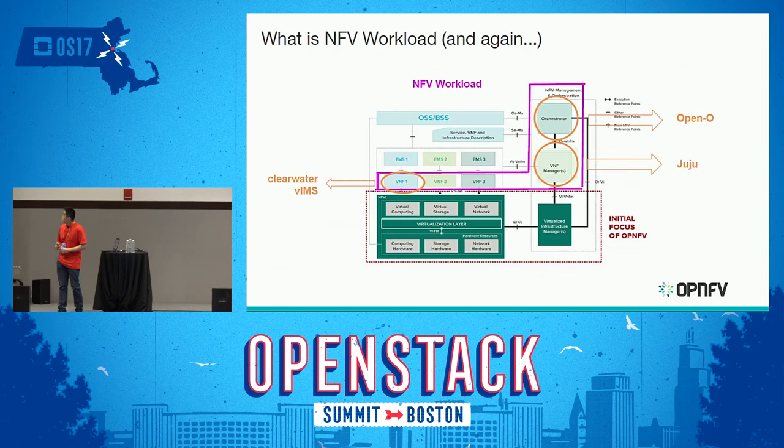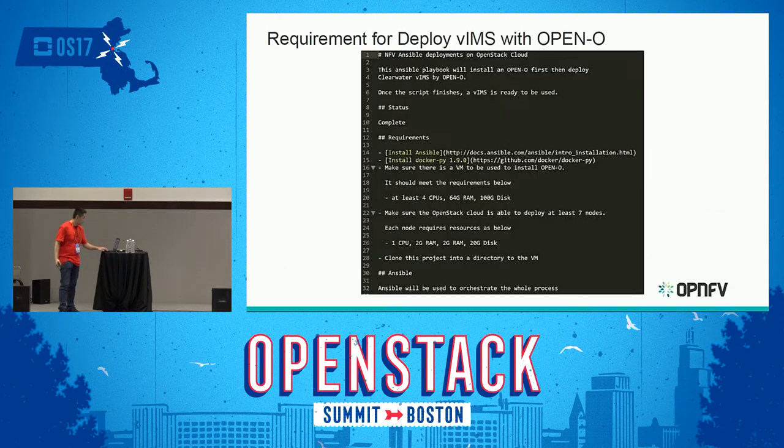So I think from this you could see it bears a familiarity with the Kubernetes workload we are running, right? Kubernetes itself resembles Open-O plus Juju, and virtual IMS is actually the CockroachDB that you saw in the keynote. So there are some requirements. That's where the beauty or the characteristic of NFV kicks in. We have a certain requirement on the hardware to at least be able to run these instances.